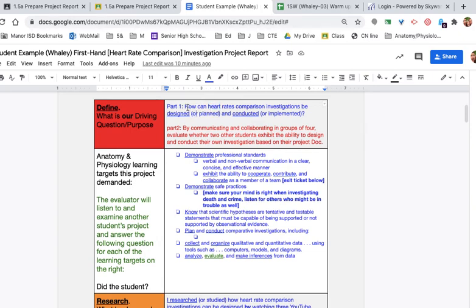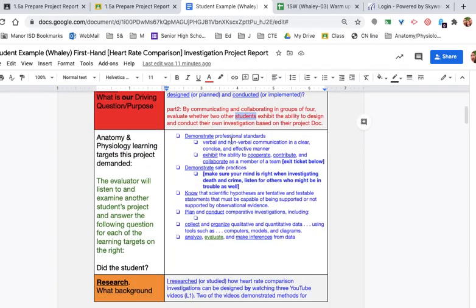I've had students put this in their own words. So I gave you this, but they articulated this in their own words, which I think is fantastic. Part two, we're going to leave red because we haven't completed that. If I'm Darth Vader, I haven't done part two yet. I've started on it. By communicating and collaborating in groups of 4, evaluate whether 2 other students exhibit the ability to design and conduct their own investigations based on their project doc. So this is a project doc or project report.